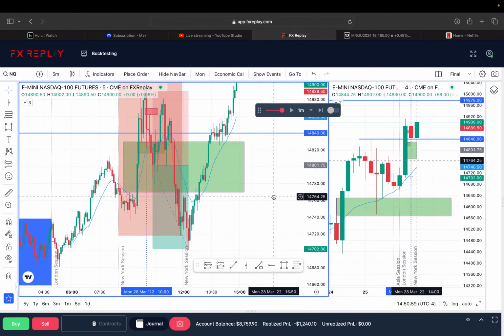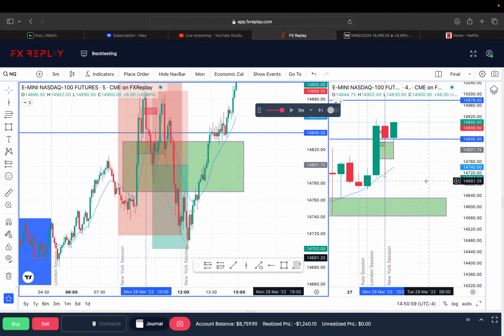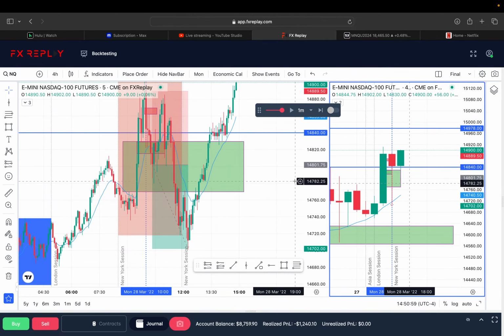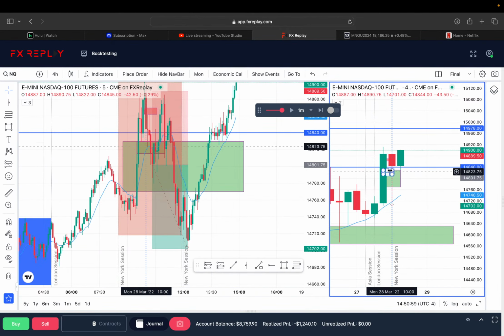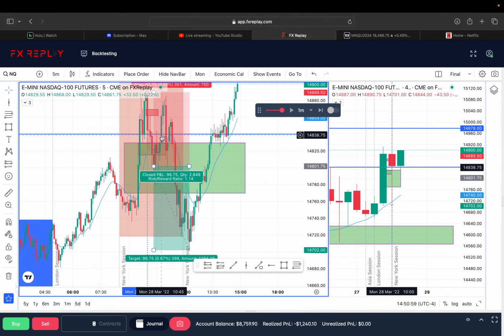So this is a sideways choppy day. As you can see, the candle is not that decisive. It started fully green and now it's fully red, but this is still a decent trade if you took it.